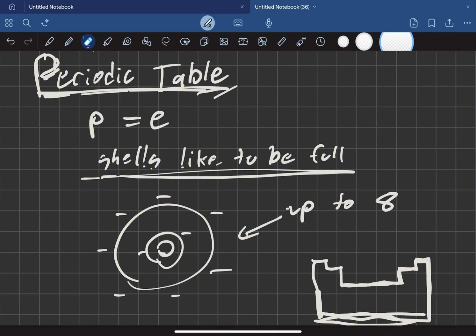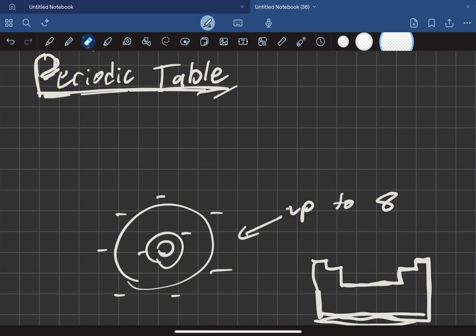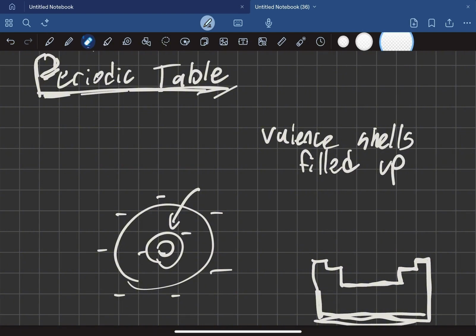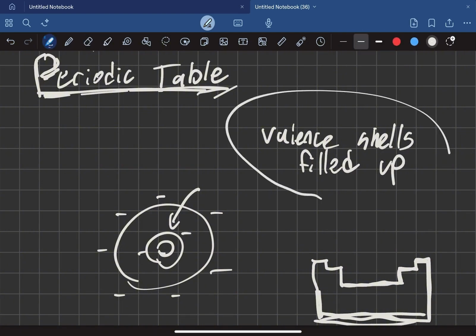So now we know that protons like to equal electrons and that shells like to be full. And since we know that the innermost shell is always going to be full, as long as shells farther out are being filled, because you're going to fill the inner shell before you move to the outer shells, then we can clarify this to say that elements are going to tend to have their valence shells filled up. So that is a major property of elements.